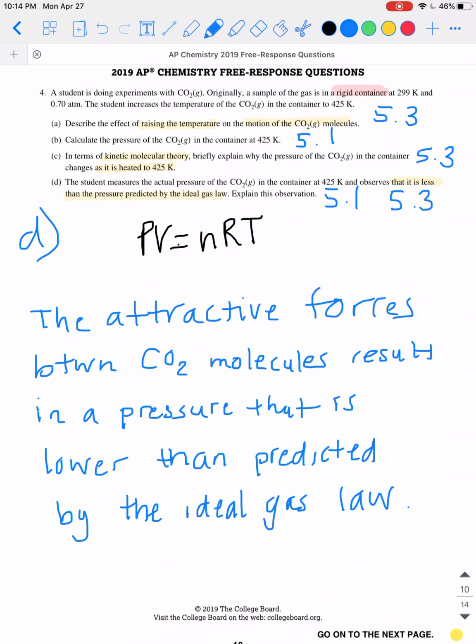So yeah, that's how you answer all 4 questions. Each of them are 1 point each for a total of 4 points.